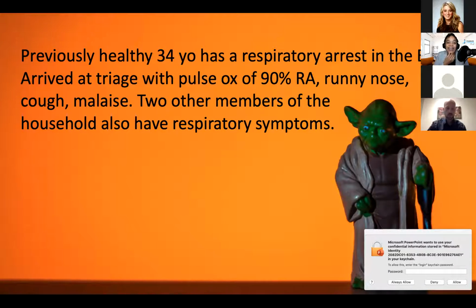So Yoda had an opportunity to speak to one of our staff, and this is what Yoda got from them, the feelings that they had about this scenario. We had a previously healthy 34-year-old who essentially had an arrest in the emergency department. This is a healthy person who walked through the door, walked into triage, verbalized their triage, sat down, was placed in a room, probably walked back to their room. They had a pulse ox of 90 on room air. They had complained of a runny nose, cough, malaise, and they had 2 other people in their family who had respiratory symptoms.